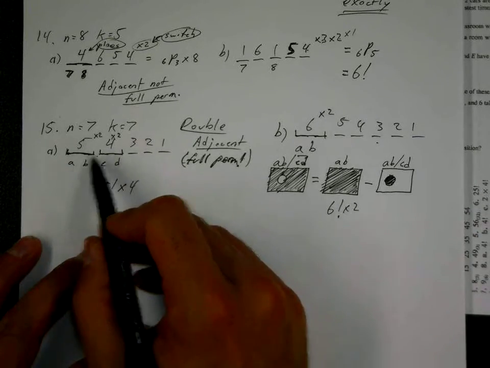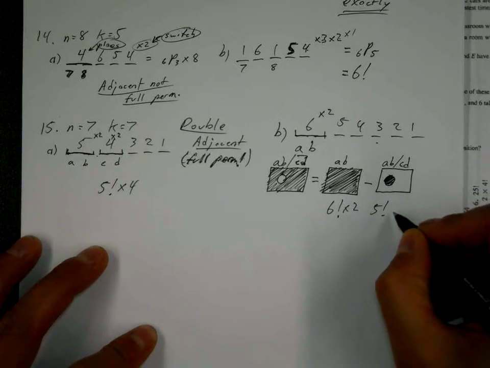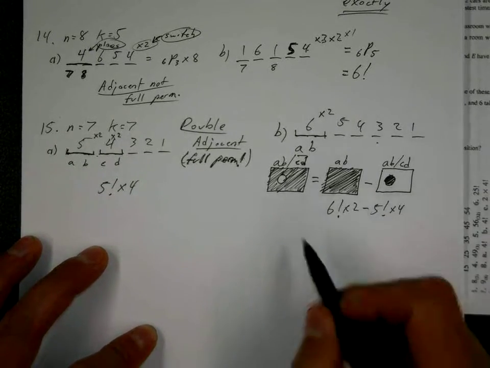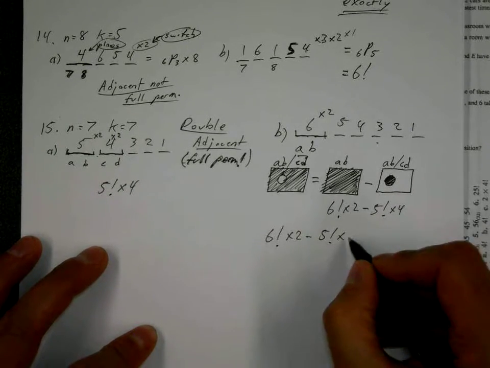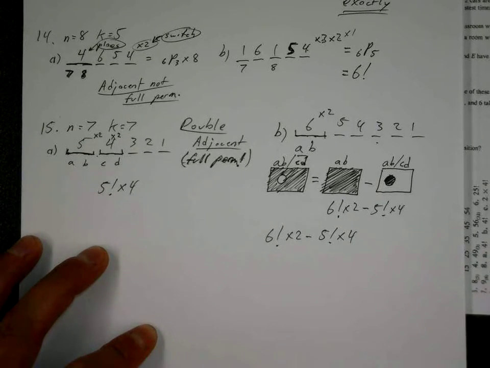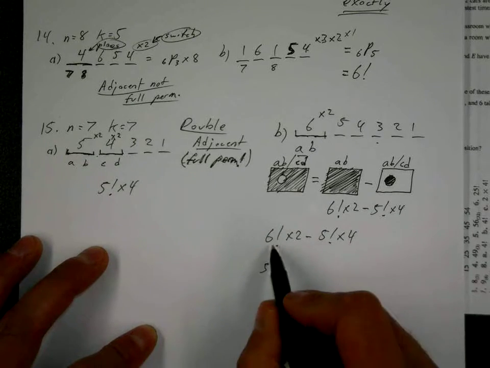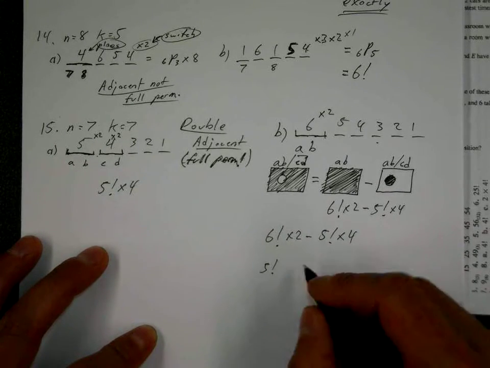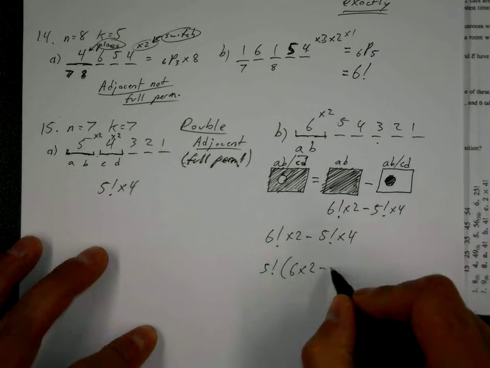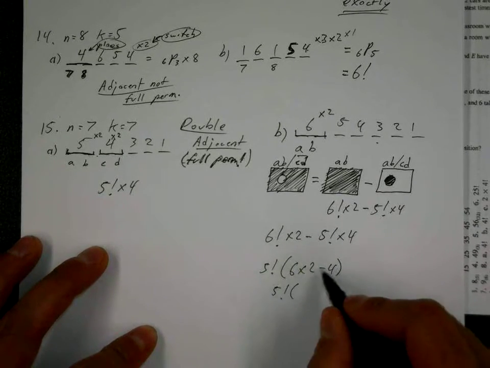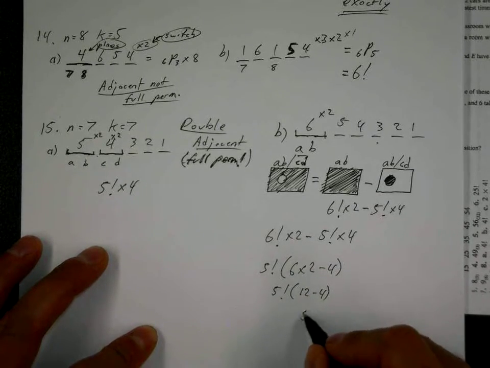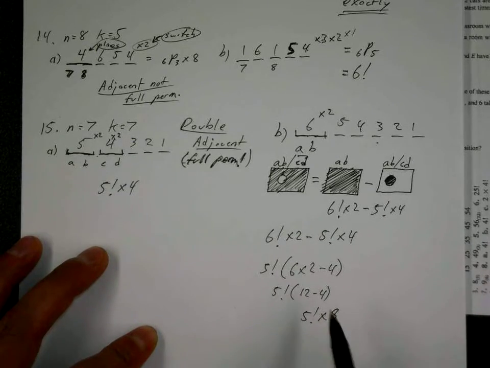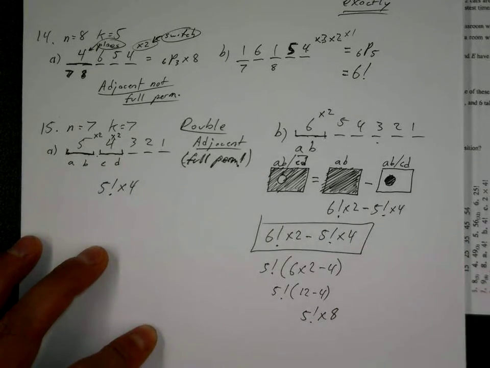The AND case, the both adjacent, was 5 factorial times 4. So subtract those. So our final answer is 6 factorial times 2 minus 5 factorial times 4. And if your teacher doesn't think that answer is good enough, factor out the 5 factorial from both of these. See the 5 factorial in there? It's 6 times 5 factorial, and then that would give you 6 times 2 minus 4, so 12 minus 4. So that would really be 5 factorial times 8, but I'm pretty sure they won't ask you to do that. This answer should be good enough.